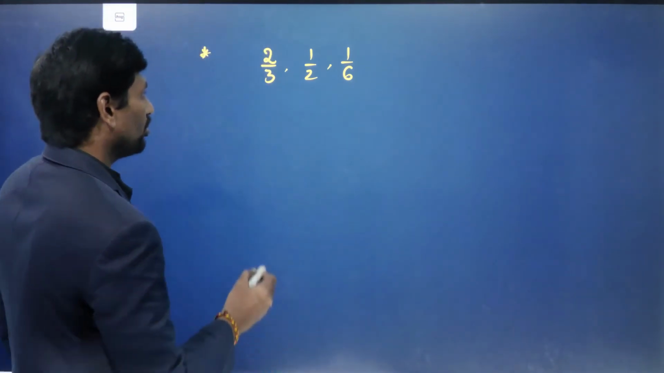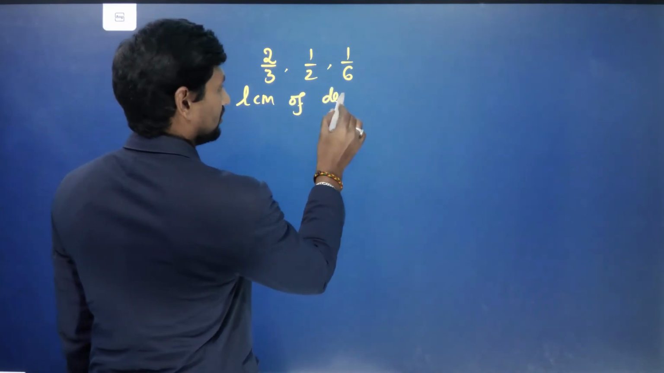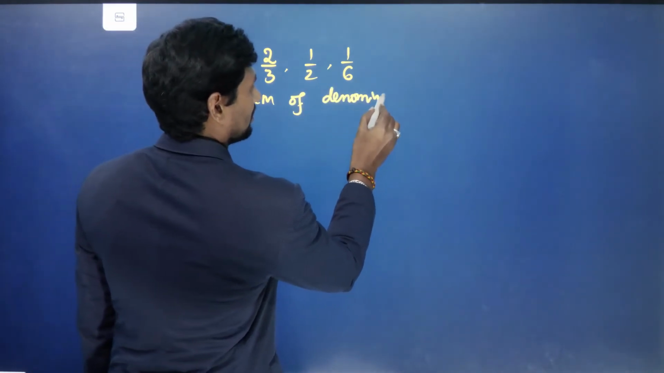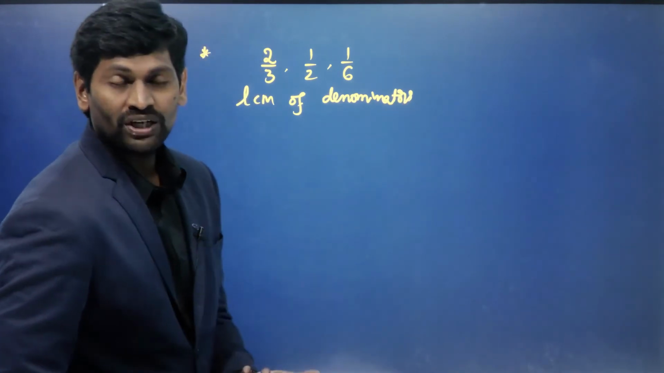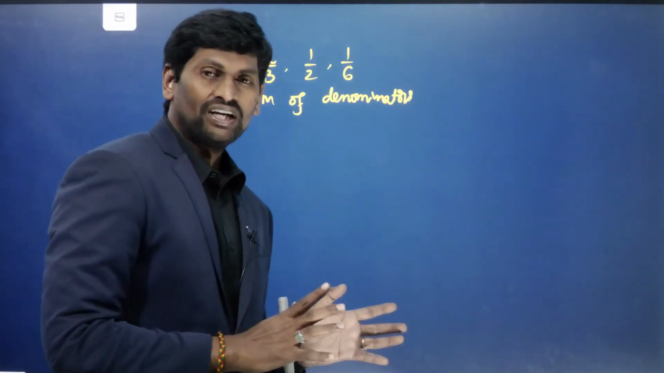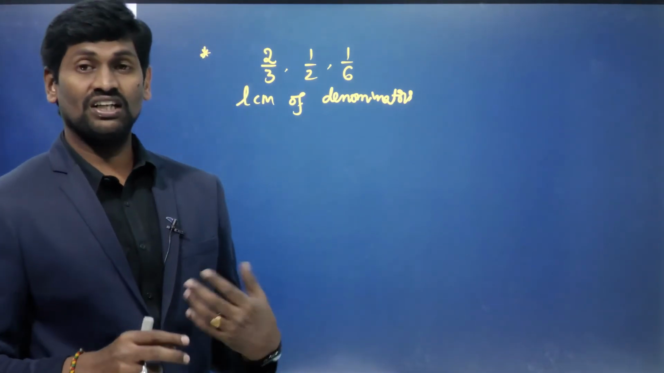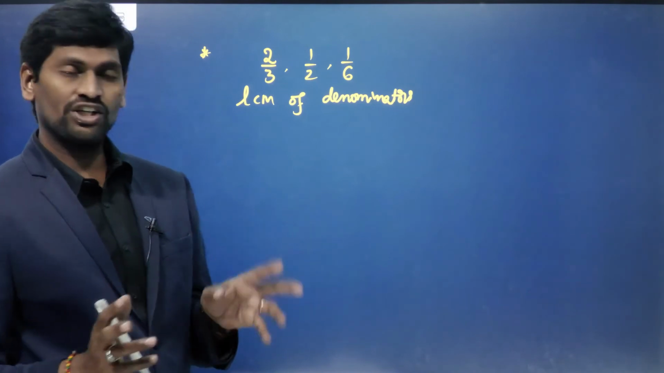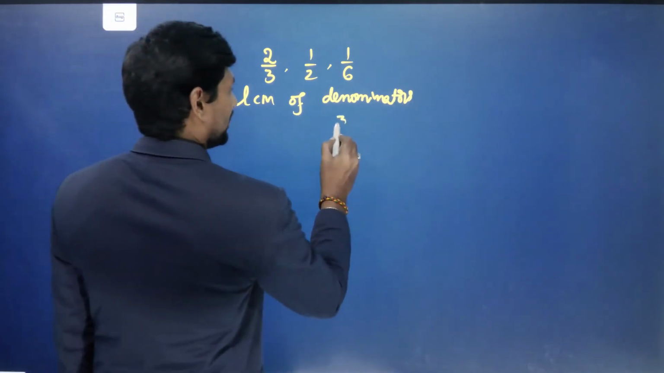So take the LCM of the denominators. What is LCM? Why are we doing this with the denominators? According to the definition, if the denominators are different, they are unlike fractions. If the denominators are the same, they are like fractions. That's why we take only the denominators and convert them into like terms. So 3, 2, 6.